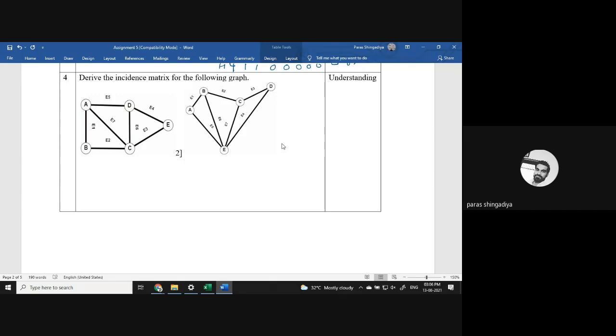So it is not always a square matrix. In all the above examples, we derived the square matrix only. But here it is not always a square matrix, because in the row we consider number of vertex, and in column we consider number of edges. So they are not always the same. Clear? So let's solve the first graph here.